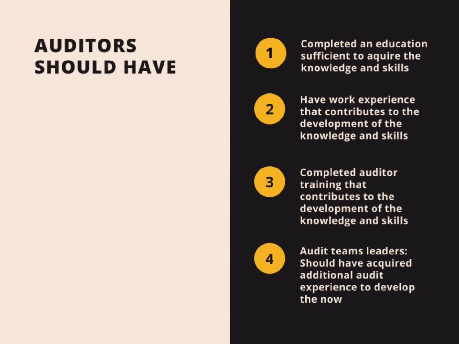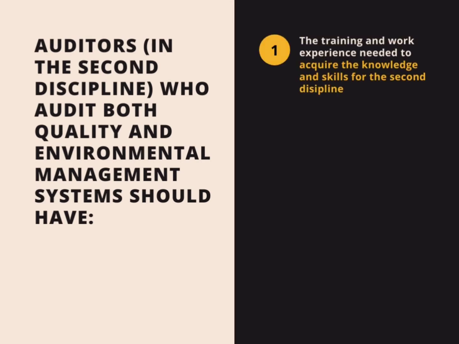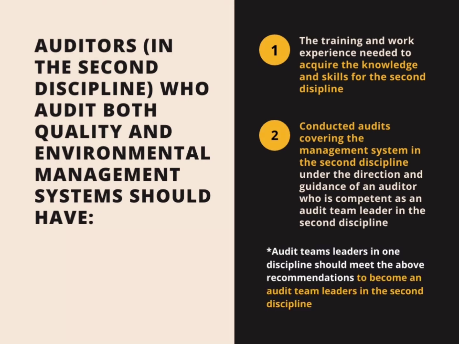By the way, an auditor in the second discipline who audits both quality and environmental management systems should have the training and work experience needed to acquire the knowledge and skill for the second discipline, and also conducted audits covering the management system in the second discipline under the direction and guidance of an auditor who is competent as an audit team leader in the second discipline. Audit team leaders in one discipline should meet the above recommendations to become an audit team leader in the second.